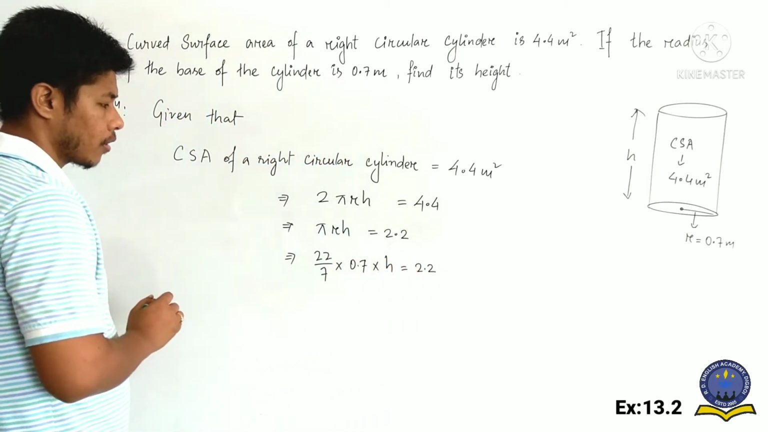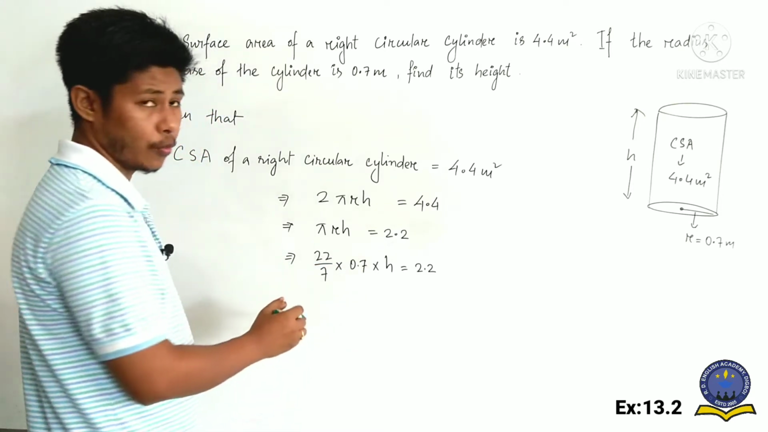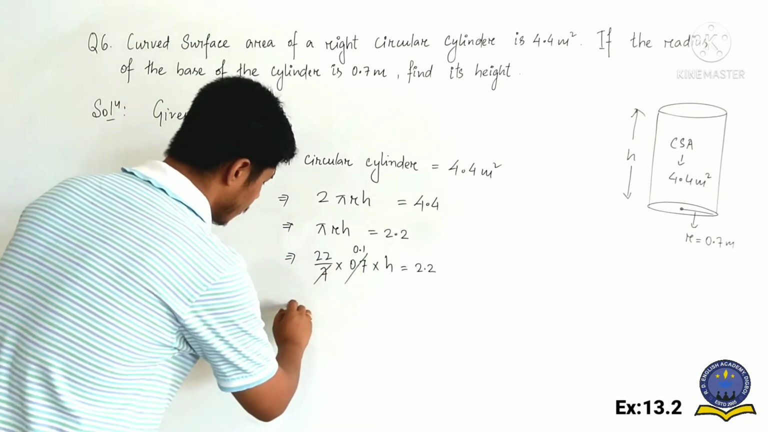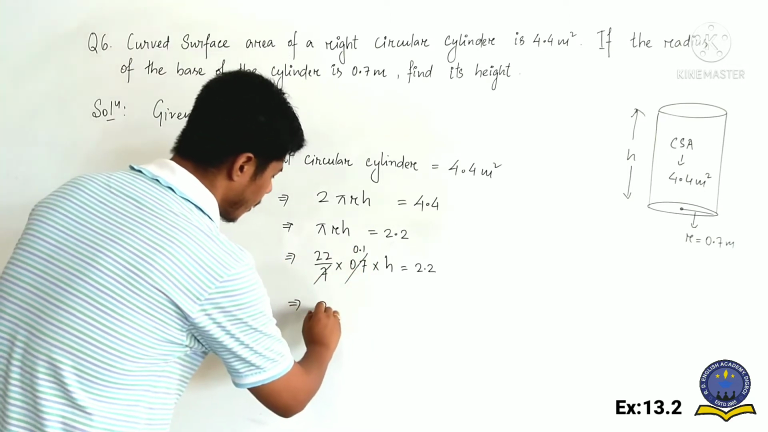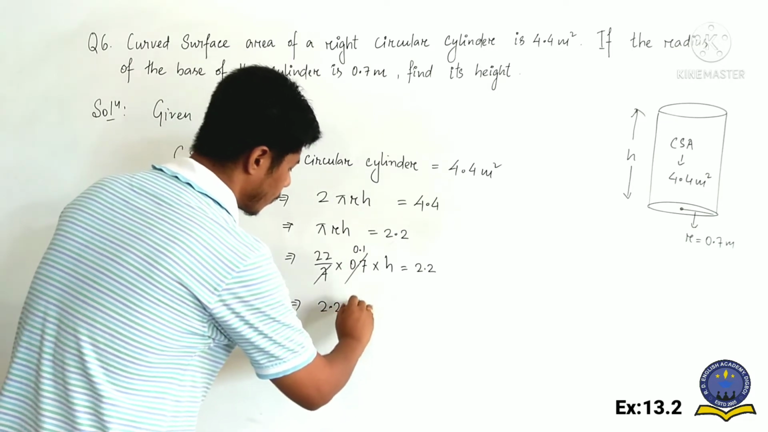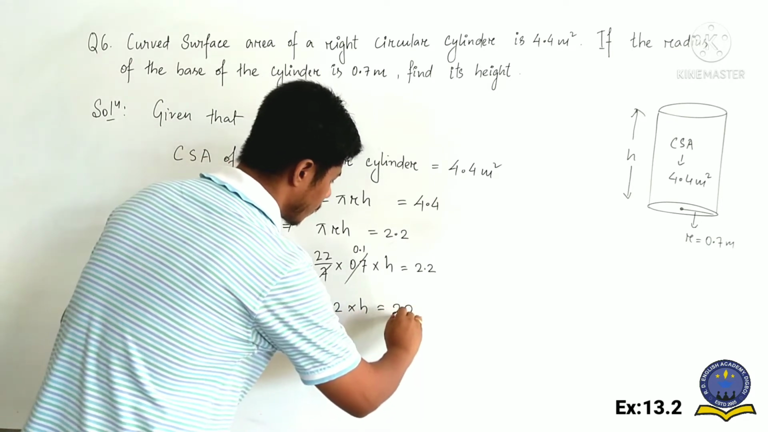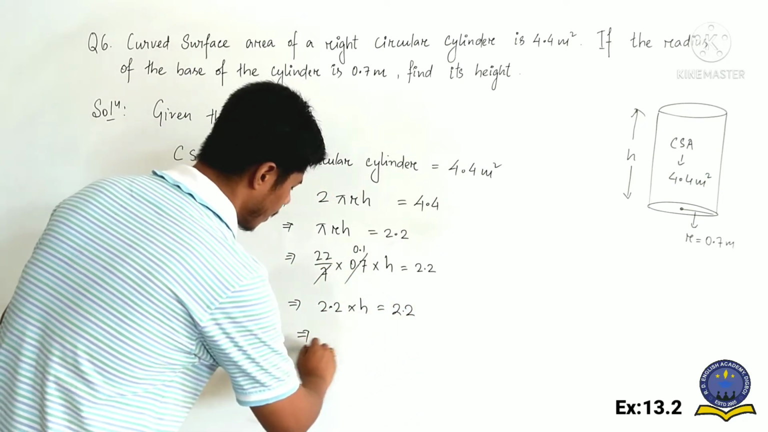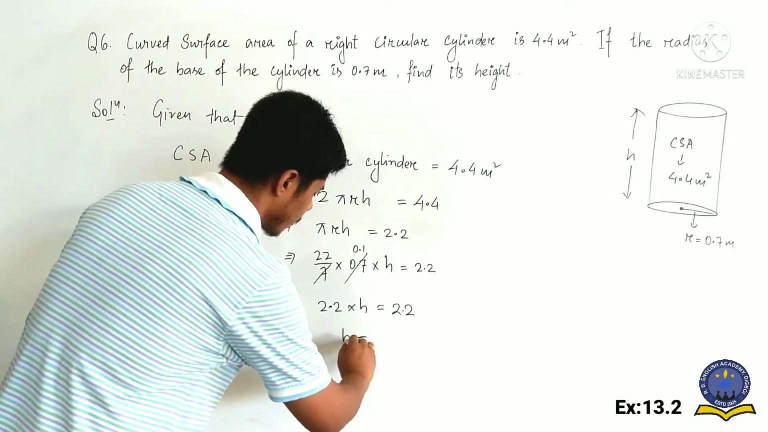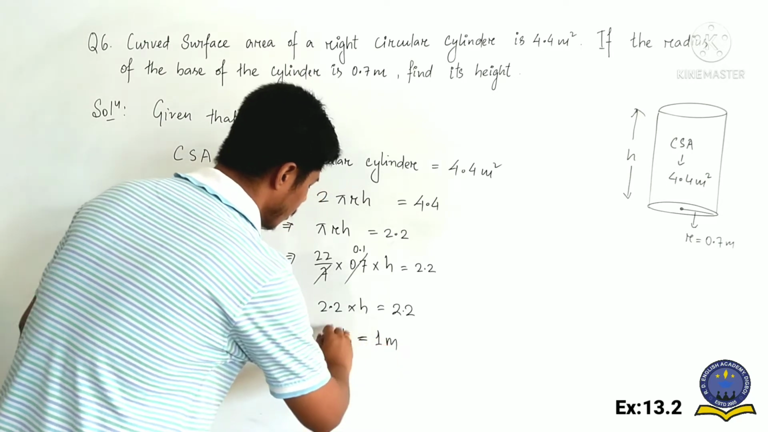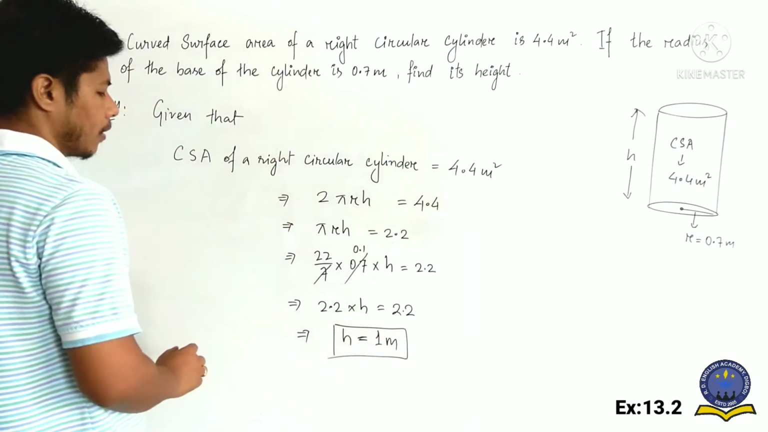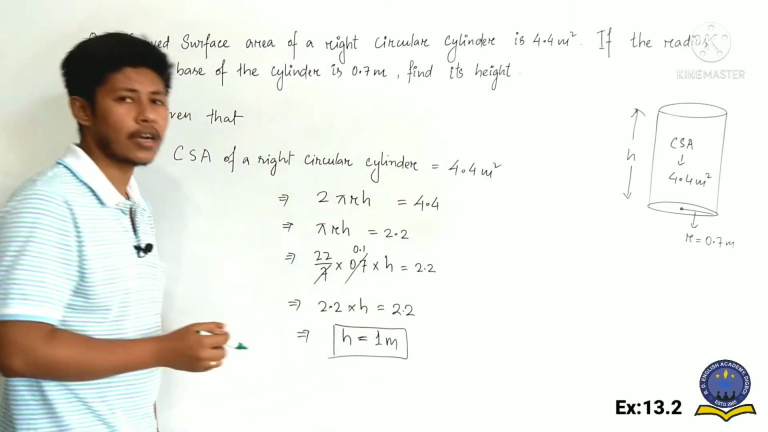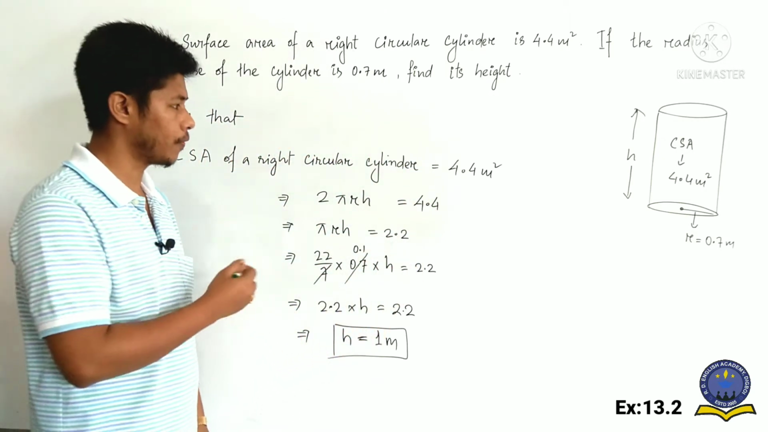Is it clear? Now if we cancel this 7 with 0.7, what will remain? 0.1. So 22 into 0.1 is 2.2, so 2.2 times h equals 2.2 on the right hand side. The 2.2 cancels, so ultimately h equals 1 meter, which is our required answer. Is it clear? Very simple question. So the height we get here is 1 meter. I hope all of you understood this.